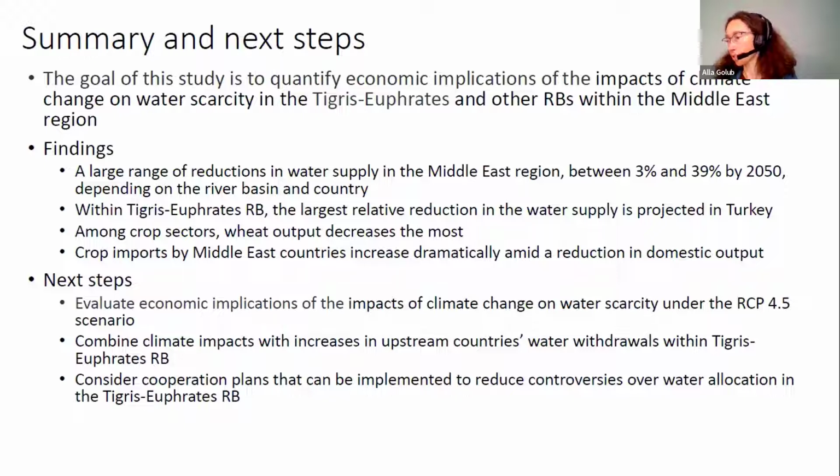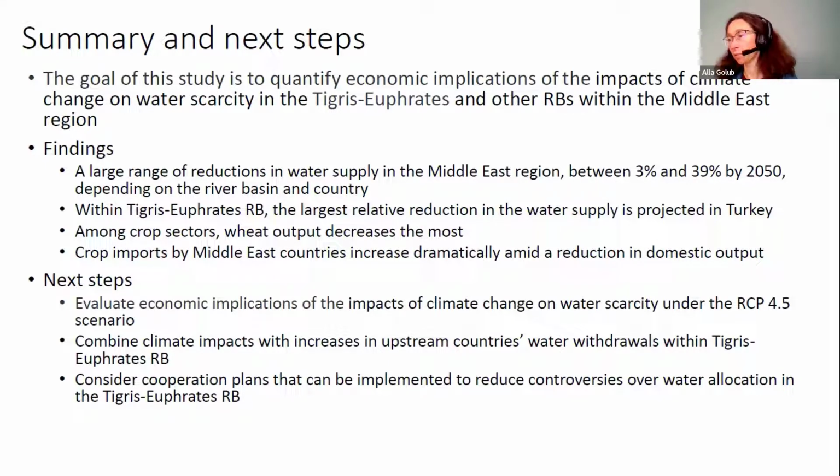The goal of the study is to quantify economic implications of the impacts of climate change on water scarcity in the Tigris, Euphrates, and other river basins in the Middle East region. We find a large range of reductions in water supply in the Middle East region, between 3 and 39% by 2050, depending on the river basin and country. Within the Tigris Euphrates River Basin, the largest relative reduction in water supply is projected in Turkey. Among crop sectors, wheat output decreases the most.